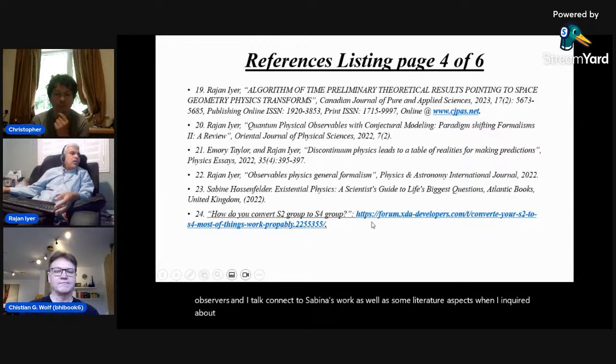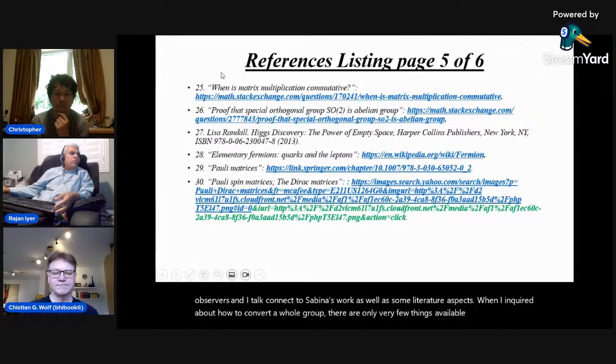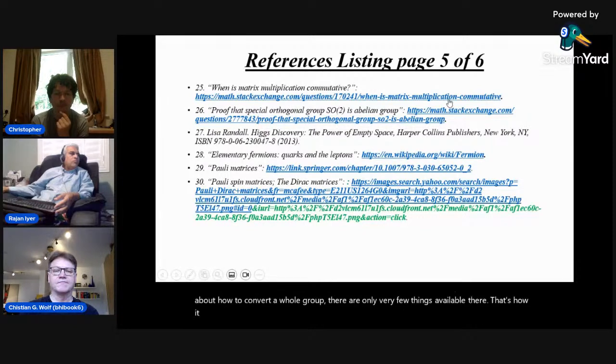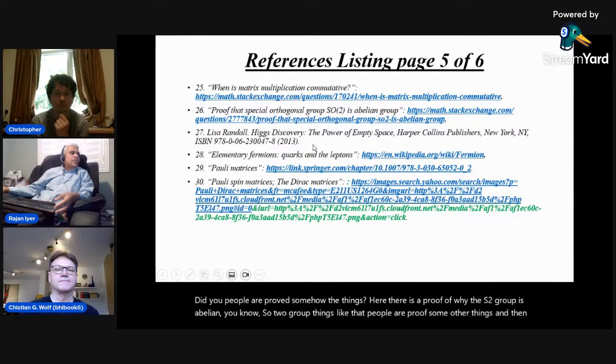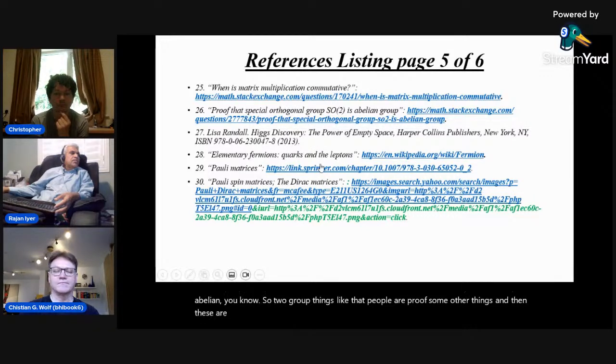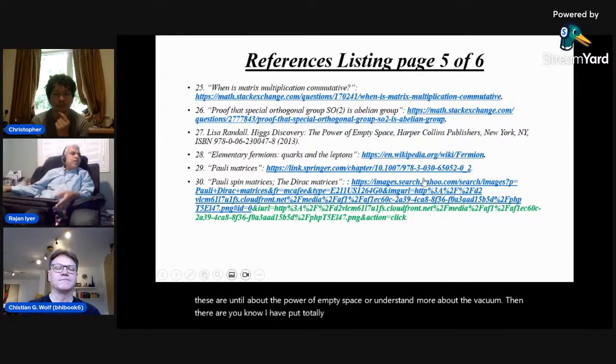When I inquired about how to convert an S4 group, there are only very few things available there. And whether it's commutative, people have proved some of the things here. Why the S2 group is abelian, the SO2 group, things like that. People have proved some more things, and then these handle the power of empty space, to understand more about the vacuum. I have put only Wikipedia right now, but I think you can eventually look into these.